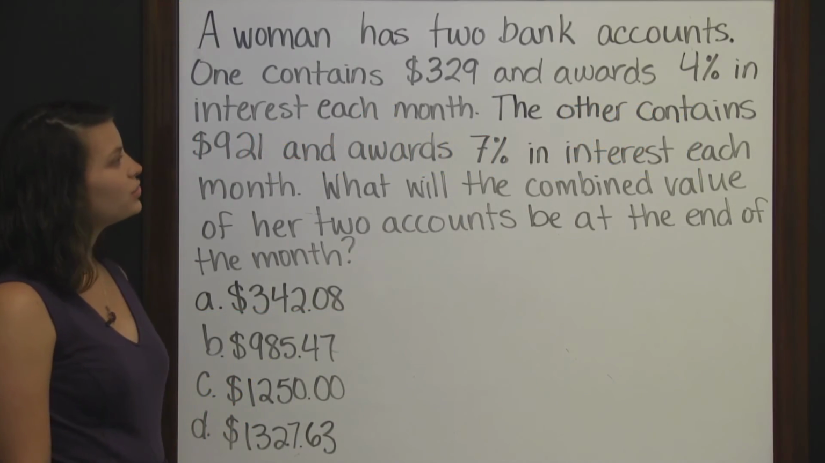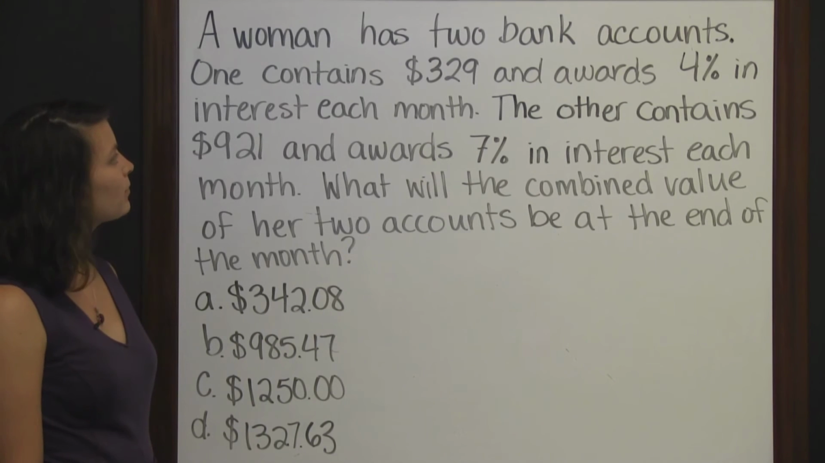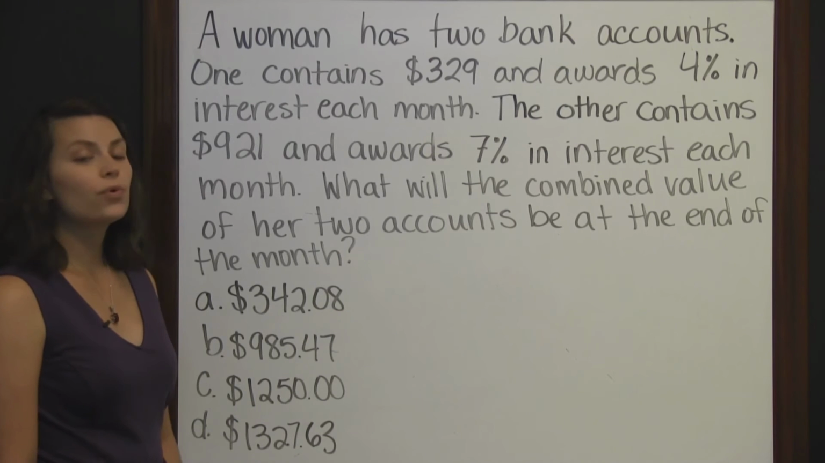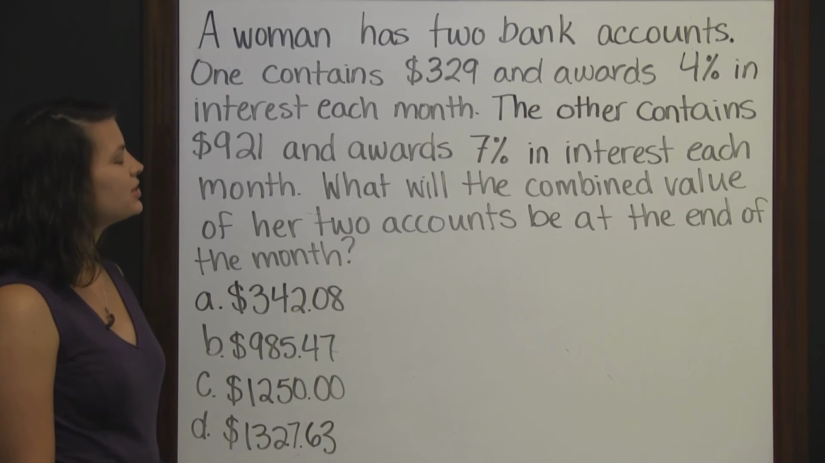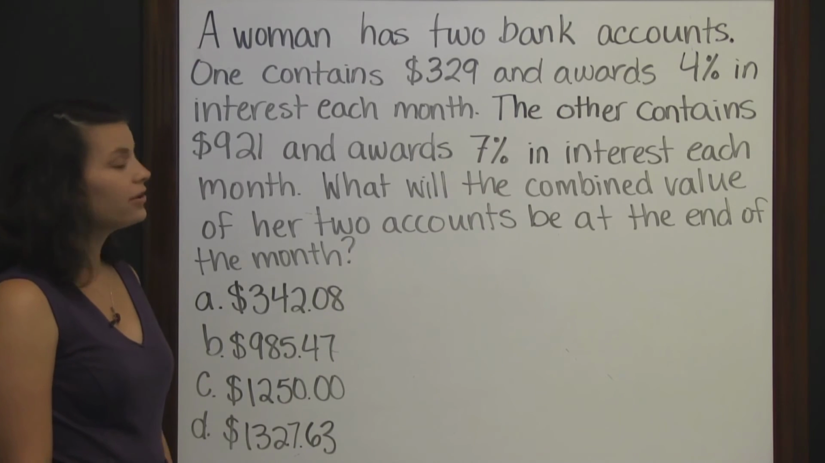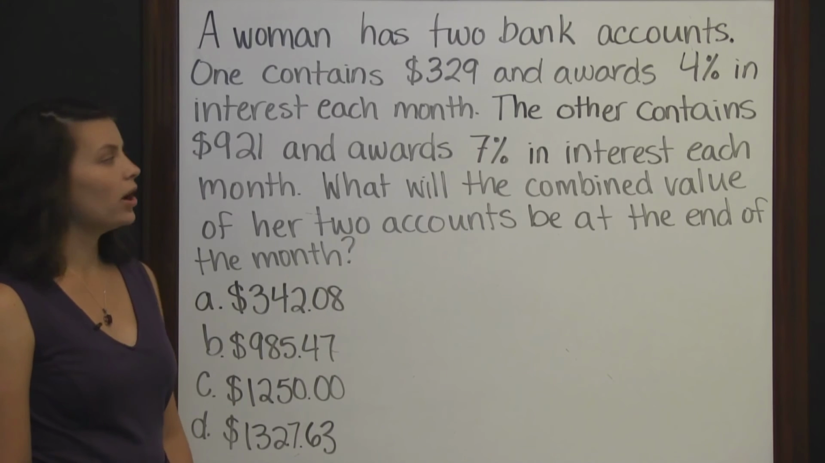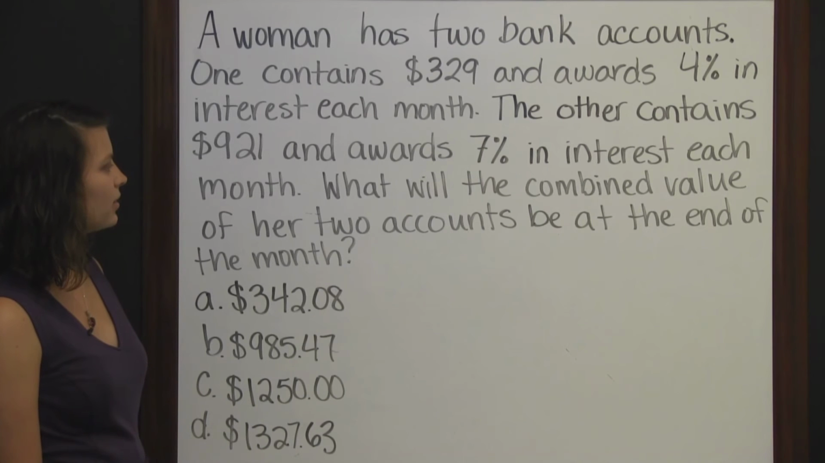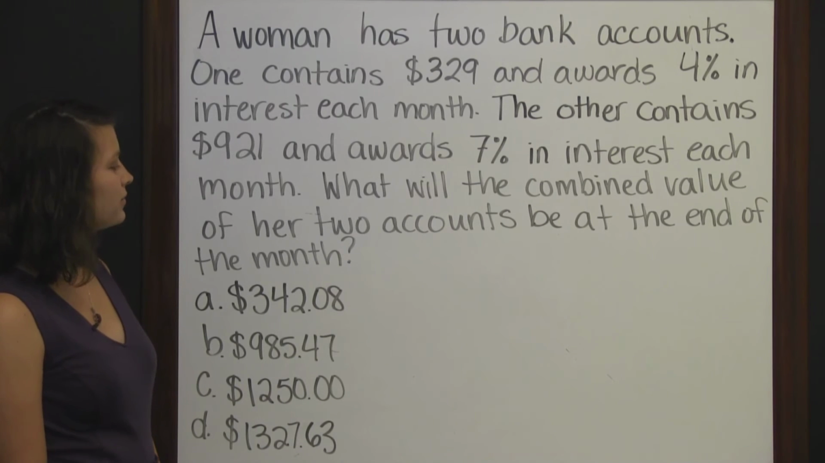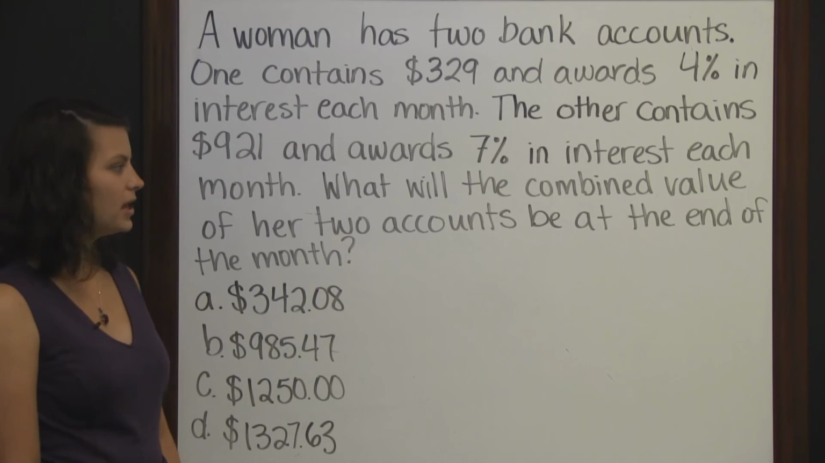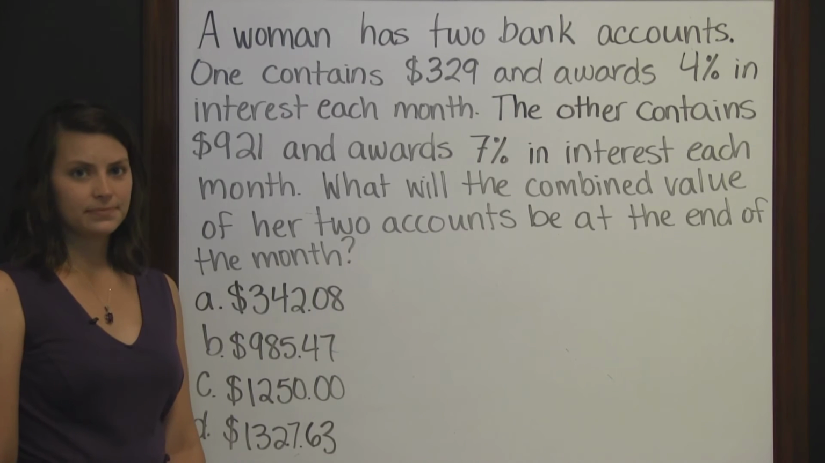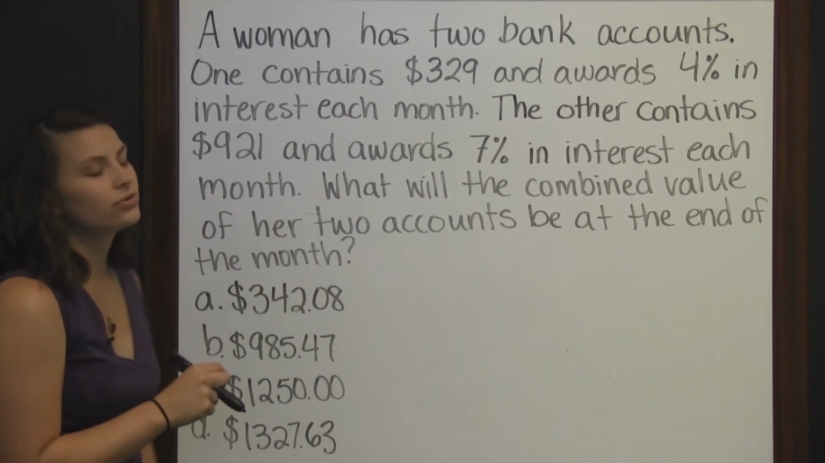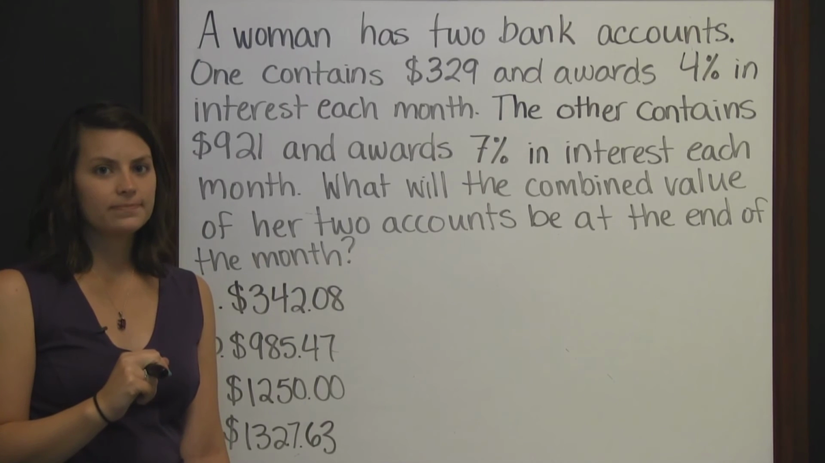A woman has 2 bank accounts. One contains $329 and awards 4% in interest each month. The other contains $921 and awards 7% in interest each month. What will the combined value of her 2 accounts be at the end of the month? Combined means that we're going to add the totals of those 2 accounts together.